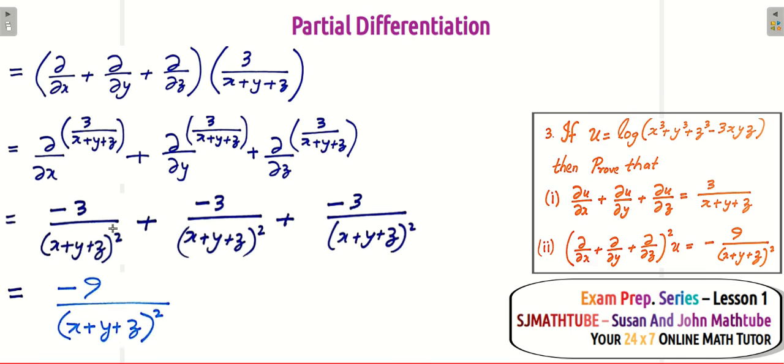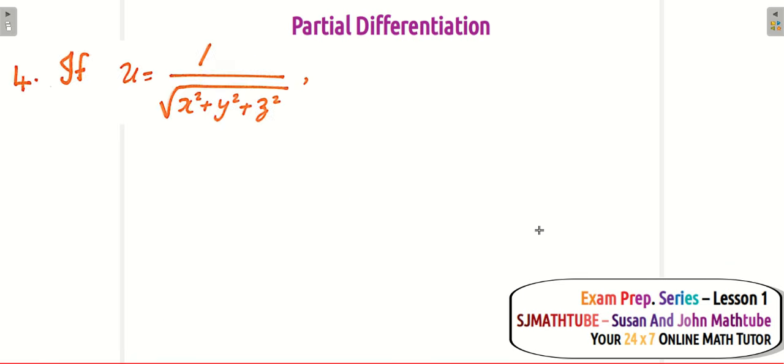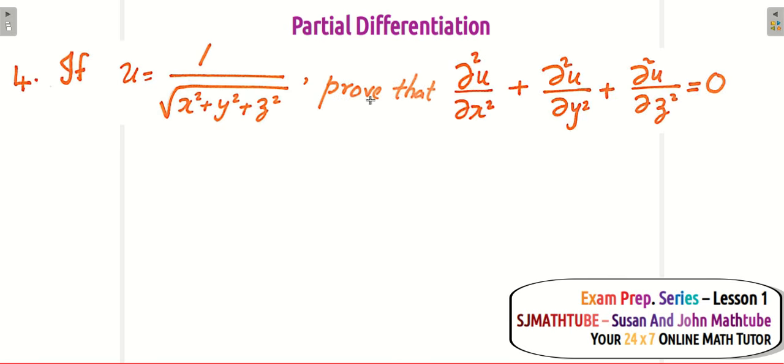And that's it. That's the end of the second part. Okay, so let's move ahead. And one more very important question from your past paper, and that is u is equal to 1 by square root of x square plus y square plus z square. Prove that the sum of the second order partial derivatives is equal to 0.